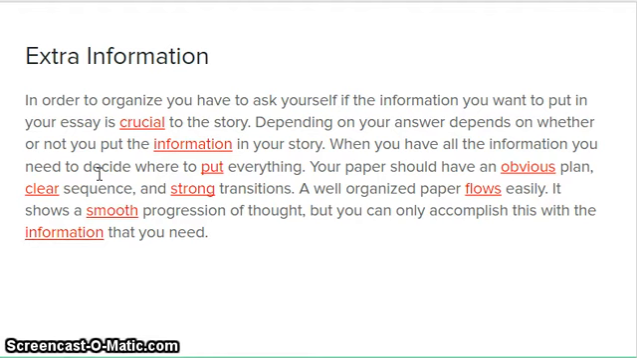When you have all the information, you need to decide where to put everything. Your paper should have an obvious plan, clear sequence, and strong transitions. A well-organized paper flows easily. It shows a smooth progression of thought, but you can only accomplish this with the information you need.